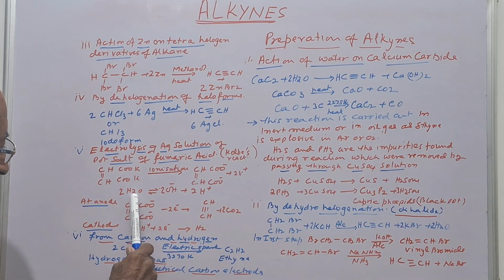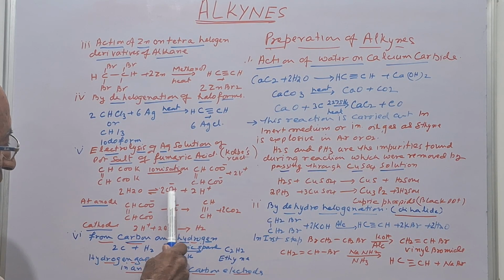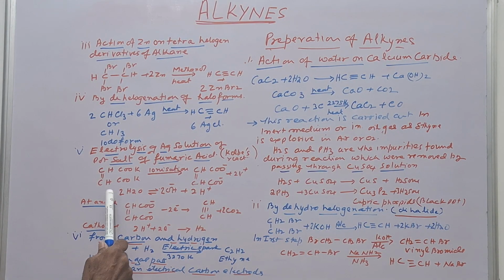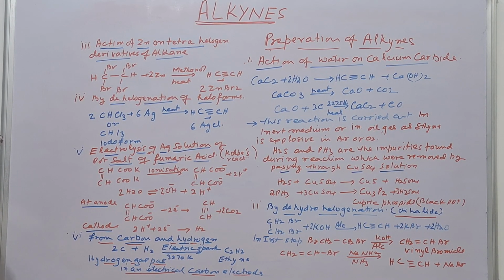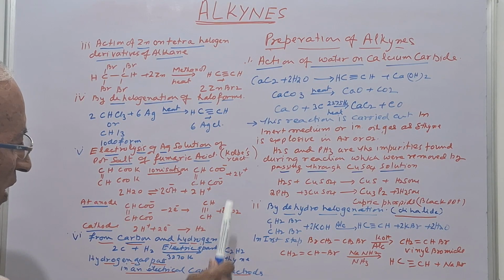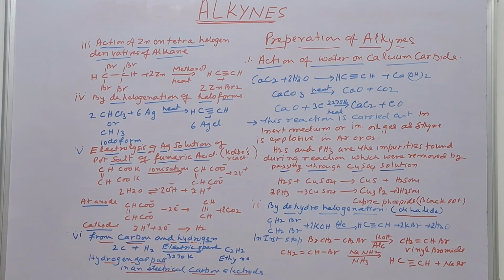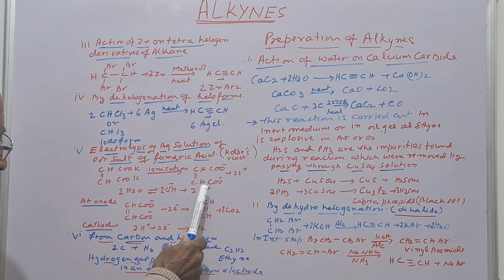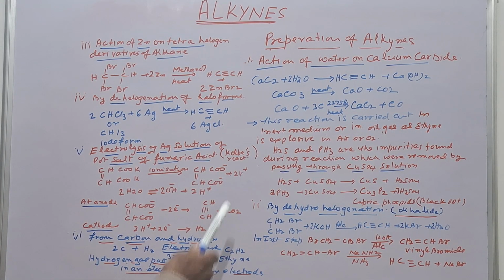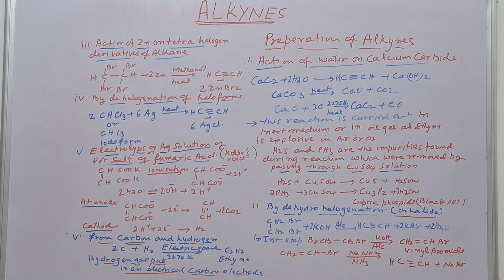On the other hand, water dissociates to form OH and hydrogen ions. Now at the anode and at the cathode: at the anode, this fumarate ion gives out electrons and forms ethyne and carbon dioxide, and at the cathode, this hydrogen proton takes the electron to form hydrogen gas. So this is the Kolbe reaction. It's a very important reaction.